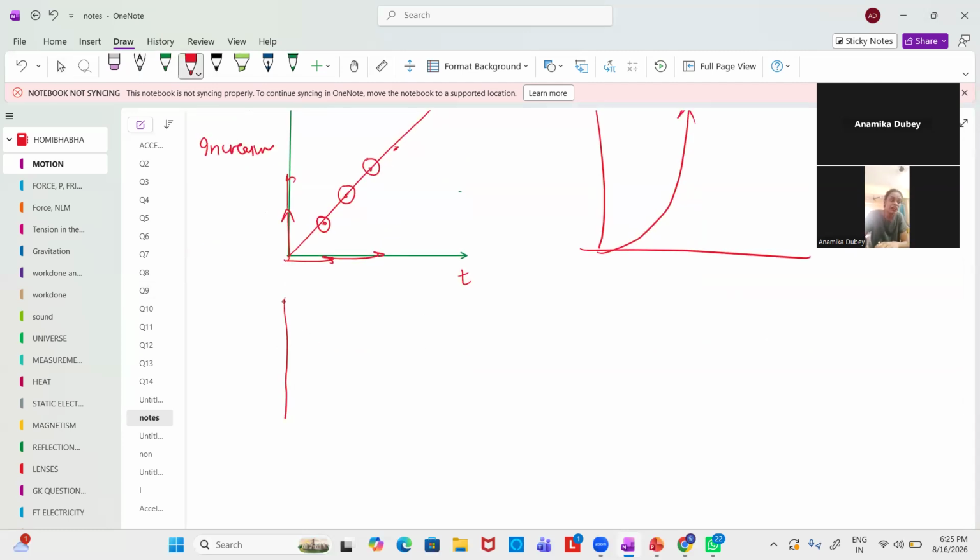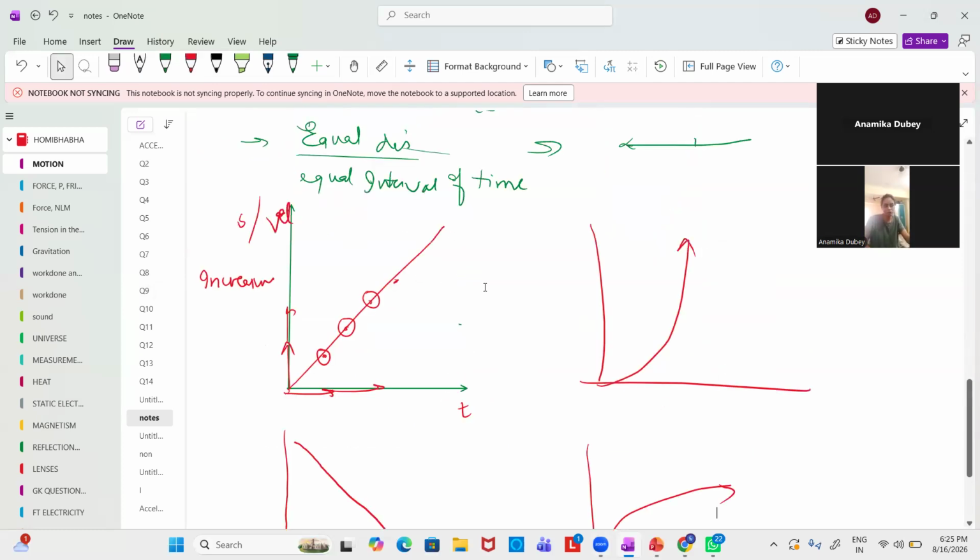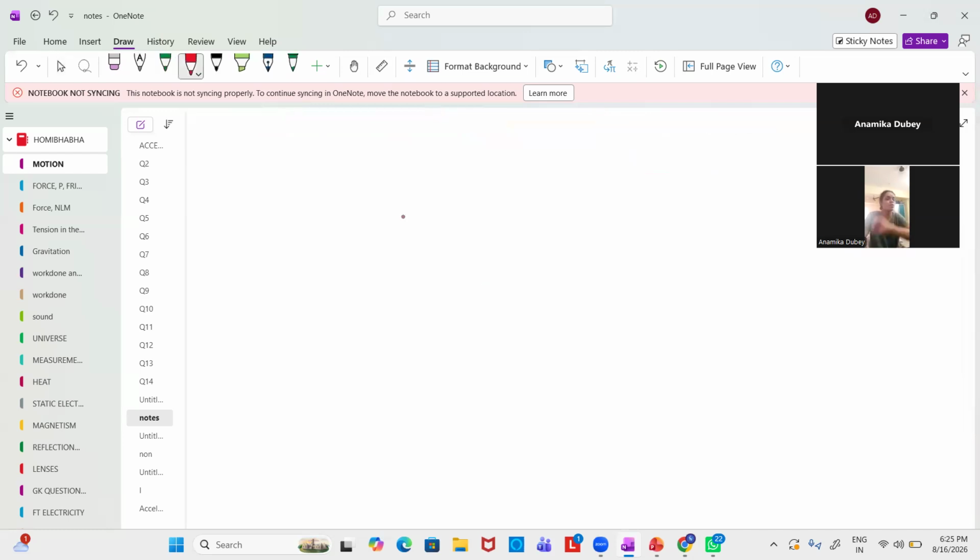But if it is uniformly decreasing, obviously the motion can increase the speed uniformly or it can decrease the speed uniformly. So if it is decreasing uniformly, it will be a straight line, but in decreasing terms. And what about this? Non-uniform decrease will be like this. This is a very important part. So I hope you understood uniform and non-uniform motion within graphs. Now one last topic, and then we are going to solve 2 to 3 questions only.